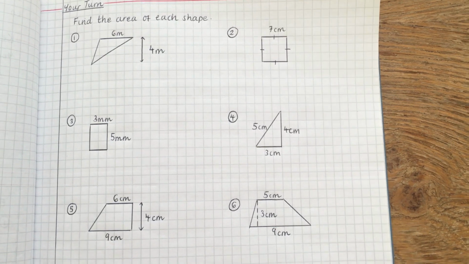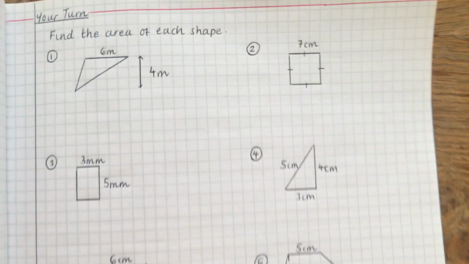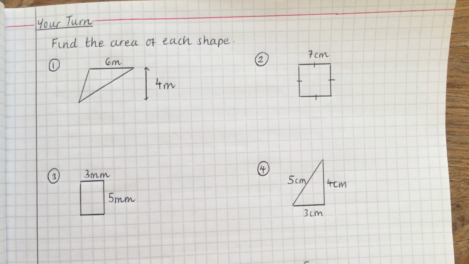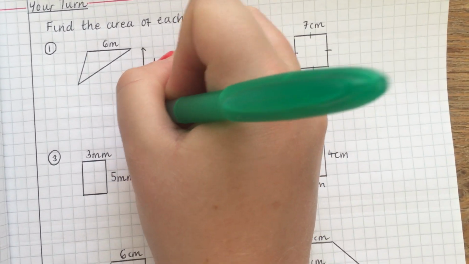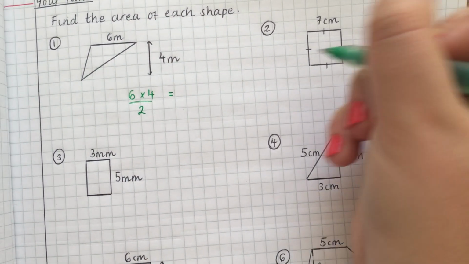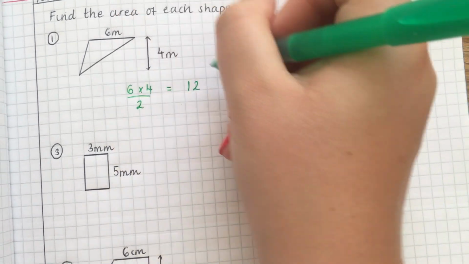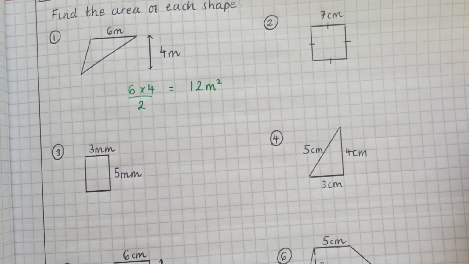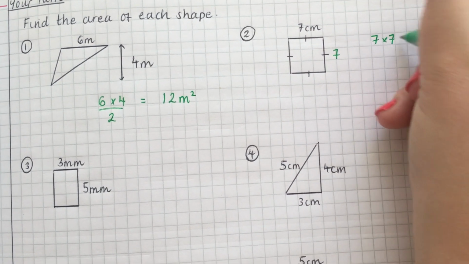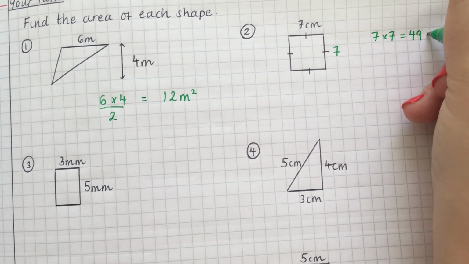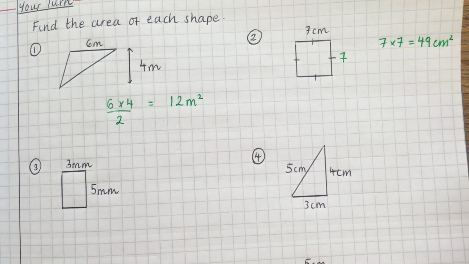Okay, so question 1, we've got a triangle. So we're using base times height divided by 2. So we're going to be doing 6 times 4 divided by 2. 6 times 4 is 24, divided by 2 is 12 meters squared. Question 2 is a square. So we're doing 7 times 7 is 49 centimeters squared.